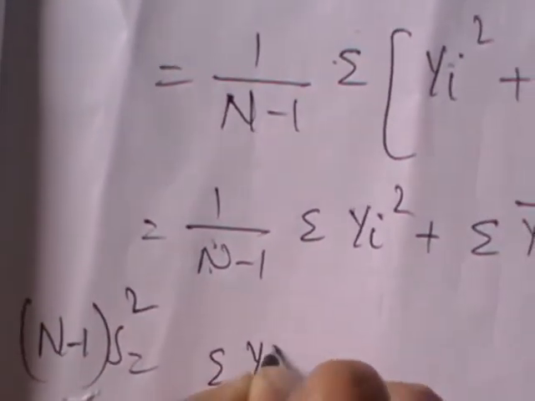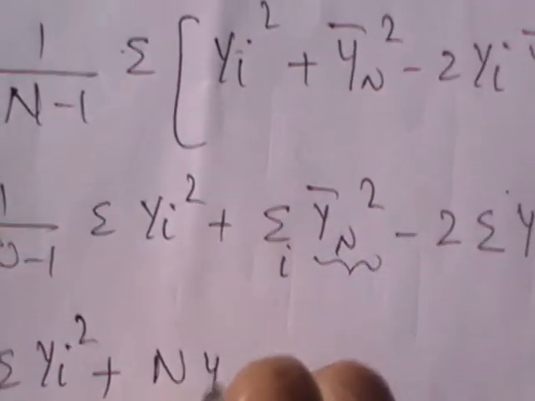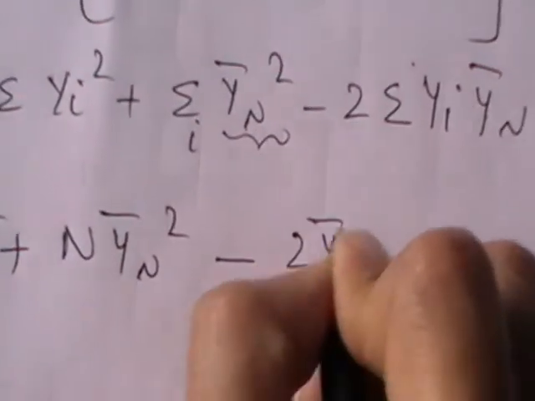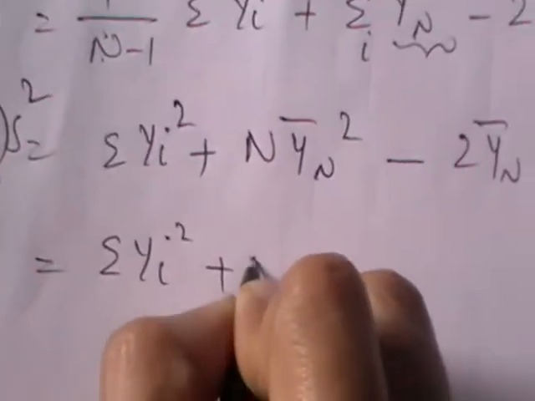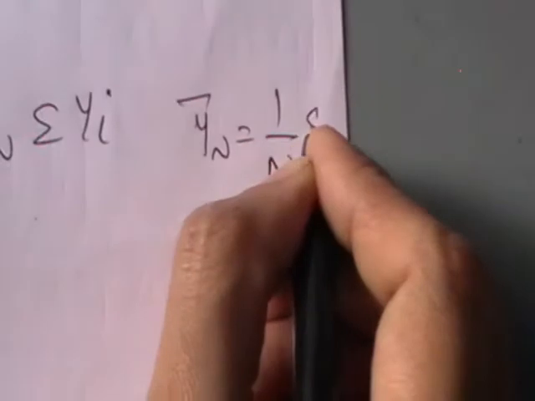Let us cross multiply this n minus 1 to the RHS. You get n minus 1 into s square is equal to sigma yi square. As there is no i here, you can write that as n into y bar n square minus, you can take out 2 y bar n into sigma yi. Okay, this is sigma yi square plus n y bar n square minus, what is the formula for capital Y bar n? 1 by n sigma yi.